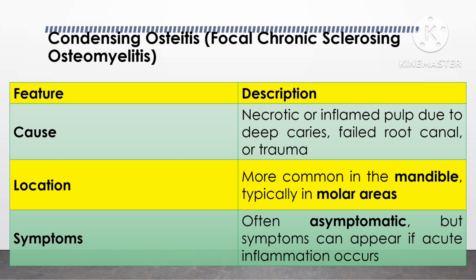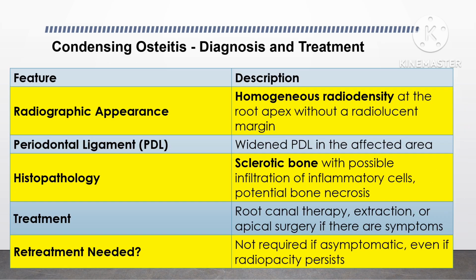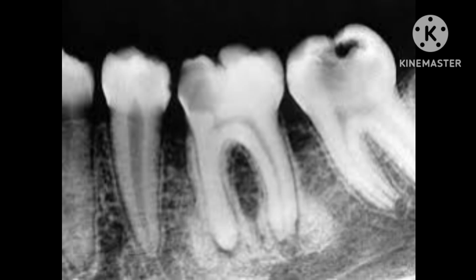The common location of this condition is the mandible, and in the upper jaw it is less frequently found, but you will often find it in molar areas. On an X-ray, we can see it as a homogeneous radiodensity, a white area at the root apex without a dark or radiolucent margin. You might also notice the widening of the periodontal ligament as well.